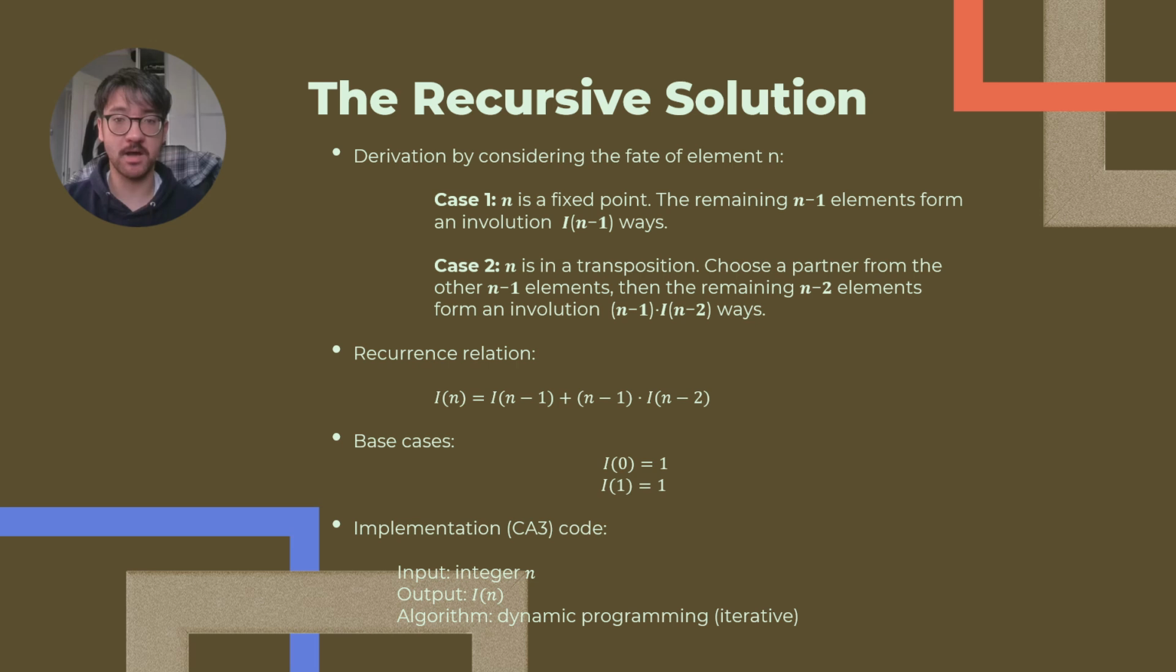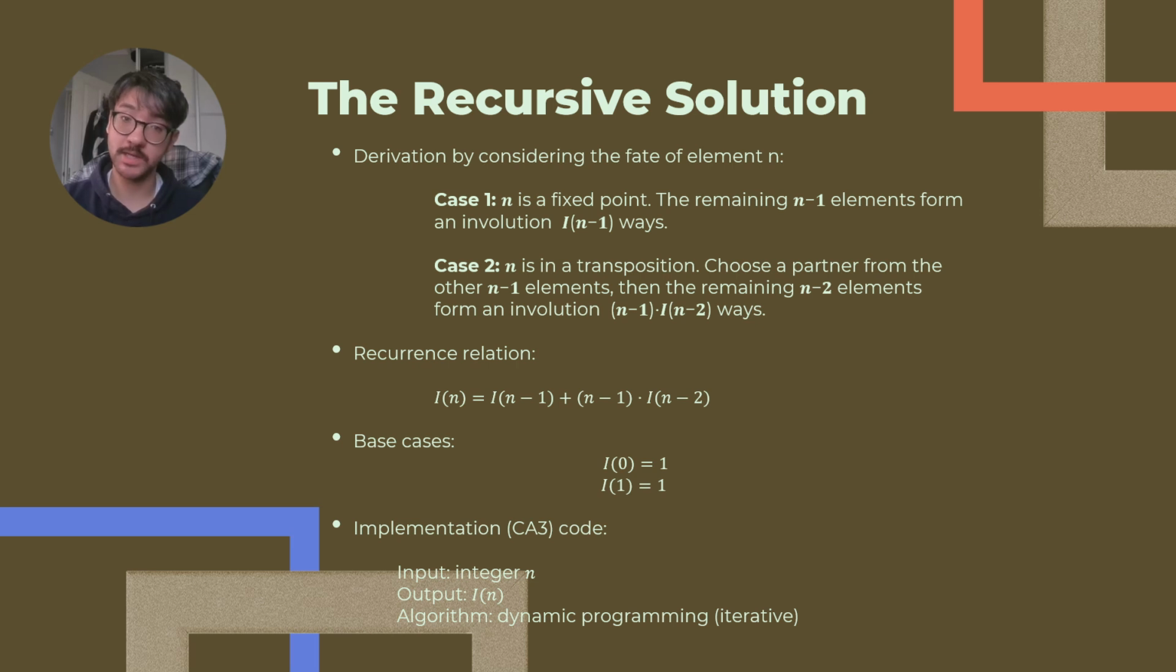Second, element n is part of a transposition. It can be paired with any of the other n-1 elements. Once this pair is fixed, the remaining n-2 elements must form an involution, which can happen in I_{n-2} ways. This gives (n-1) multiplied by I_{n-2} possibilities for the second case.